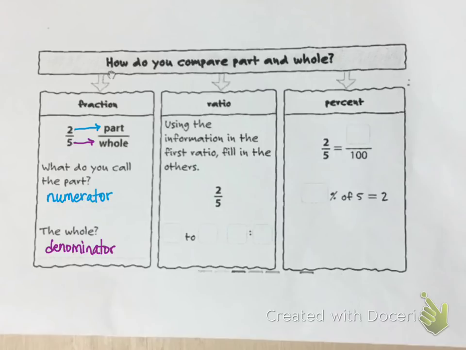So under ratio, it says using the information in the first ratio, fill in the others. So remember, we have 3 ways to write a ratio. We can write it as a fraction. We can write it using the word "to," so the numerator comes first, 2 to 5, or we can use the colon, 2:5. They're all read the same exact way. So now let's look at a percent, and we're going to add a teeny little word here. We're going to add the word percent proportion.